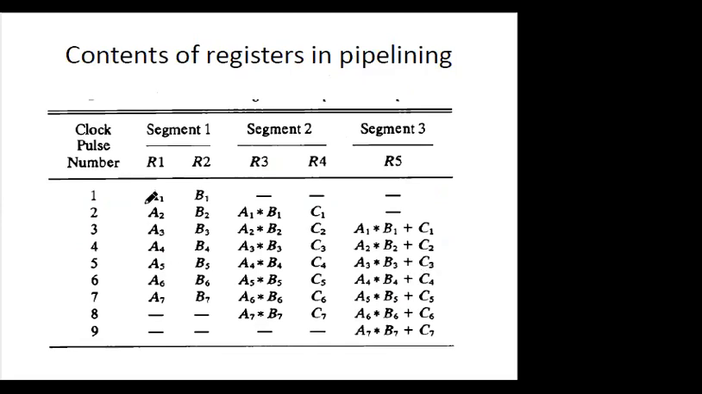In this pipelining, there are clock pulses. At the first clock, A1, B1 were loaded. At the second clock, A2, B2 were loaded, whereas R3 was updated with A1, B1, and C1 was loaded at the same time. But there was no output. Till the third clock, the pipeline is not filled. At the third clock cycle, we have A3, B3 loaded, then A2, B2, and C2 at the output, then R5 had its content.